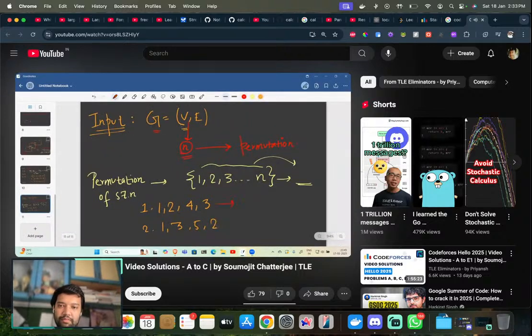So you're right. The first one is a permutation. This is a permutation of length 4. The second one is not a permutation because if it is length 4, this is not a valid rearrangement of 1, 2, 3, 4. You can't rearrange 1, 2, 3, 4 to get the array 1, 3, 5, 2.